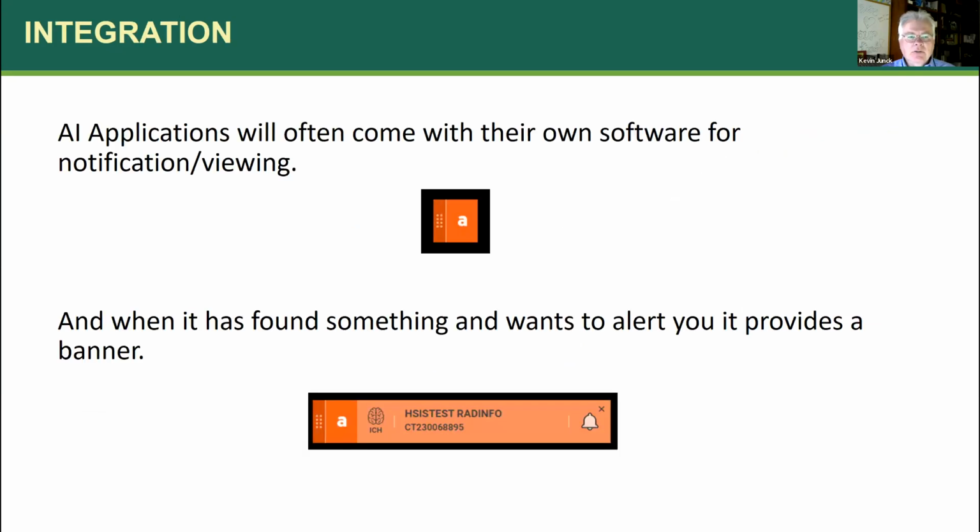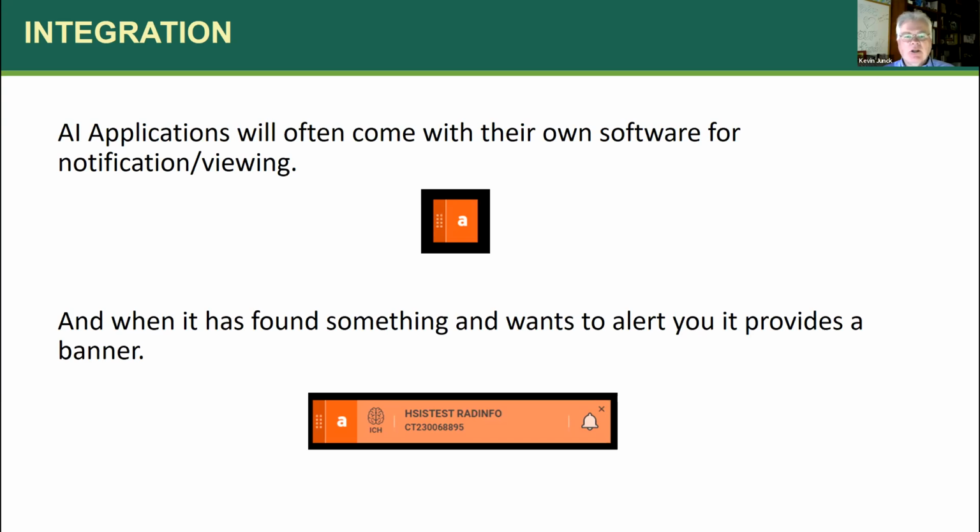Okay. Now, let's talk about integration a little bit. I'm going to use one particular example here of an AI software package that we implemented a few years ago here at UAB. AI applications will often come with their own software for notification and viewing. So this is one of those applications where I send it the CT images, it scans the CT images and looks for particular clinical findings. It's going to kick back a notification to the radiologist saying, hey, I see something on this. I think you might want to look at it too, and maybe bump up the priority on your work list of all the exams you've got to take a look at.